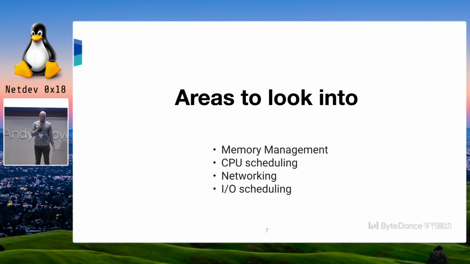All right, so once we understand what the goal is, then what are the knobs that we can change? What are the tunables, the things that are to be configured? There are four major areas, and those are memory management, CPU scheduling, networking, and I/O scheduling.